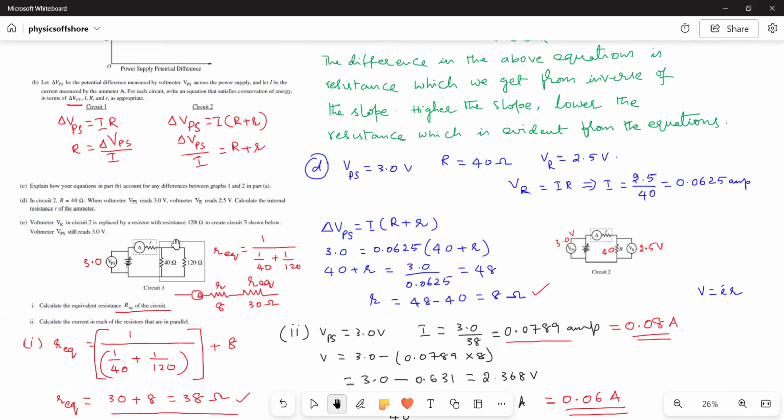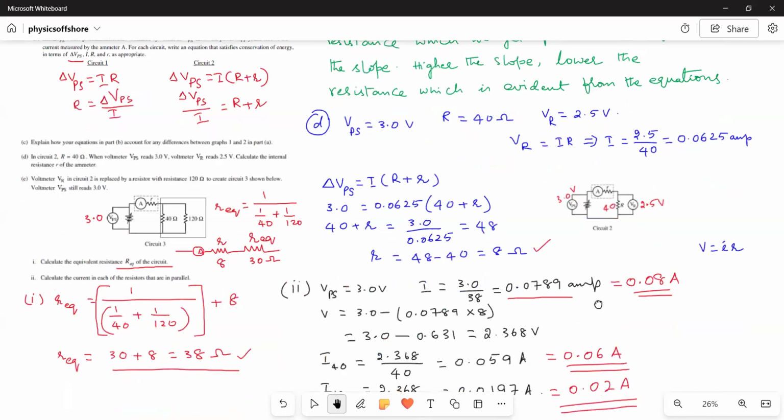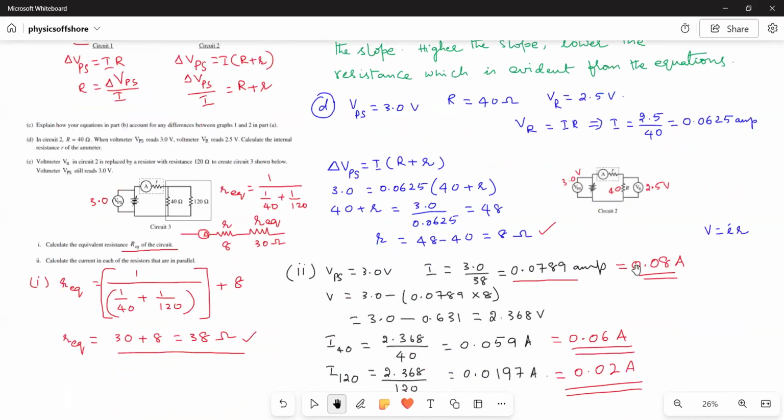Okay, now this 30 ohms is in series with the ammeter. So what is the effective resistance of the circuit? 30 plus 8 is equal to 38 ohms, the effective resistance of the whole circuit. That is the answer for this one. Now we have to find out the current flowing through each resistor. So first we will calculate the current flowing in the circuit. We know V is equal to IR, or I is equal to V by R.